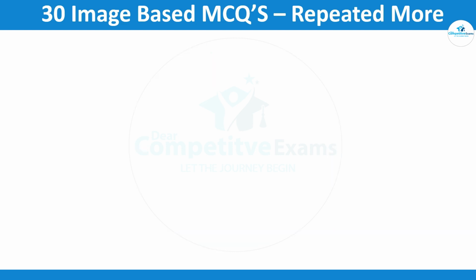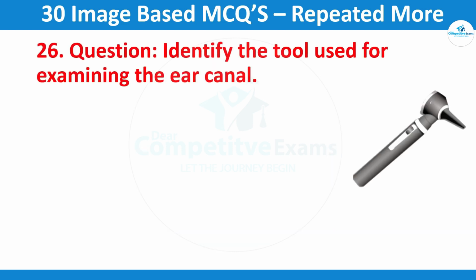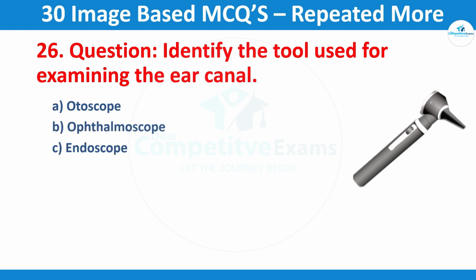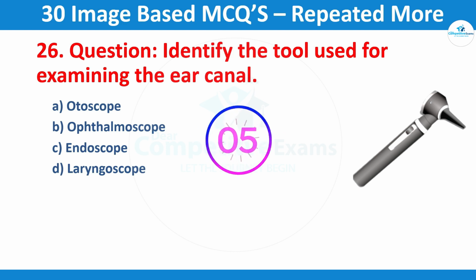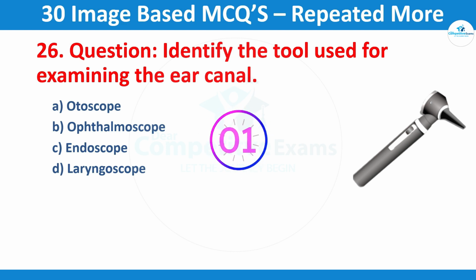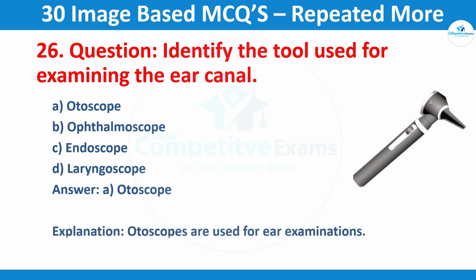Question number 26. Identify the tool used for examining the ear canal. Options: otoscope, ophthalmoscope, endoscope, or laryngoscope. Correct answer is otoscope. Otoscopes are used for ear examinations.